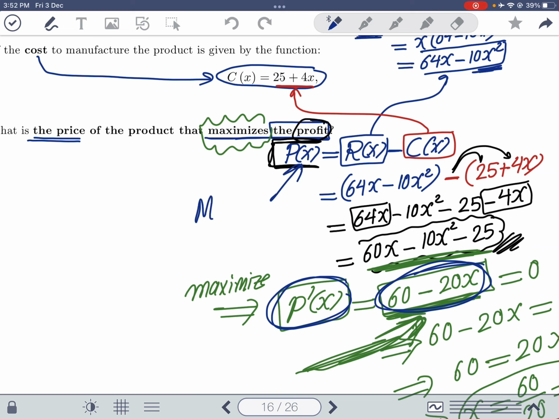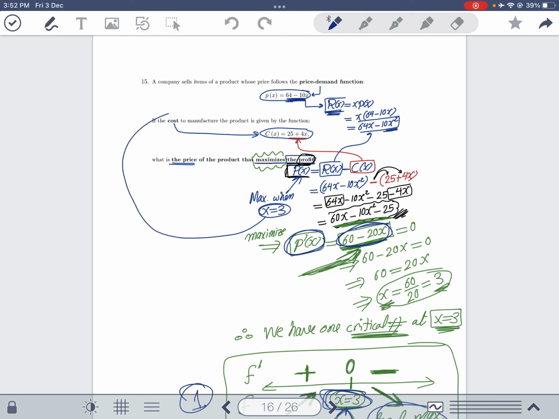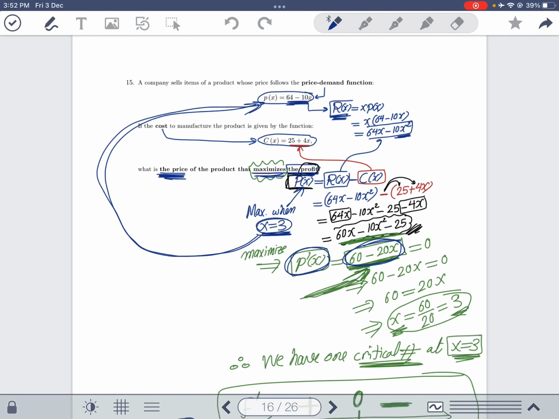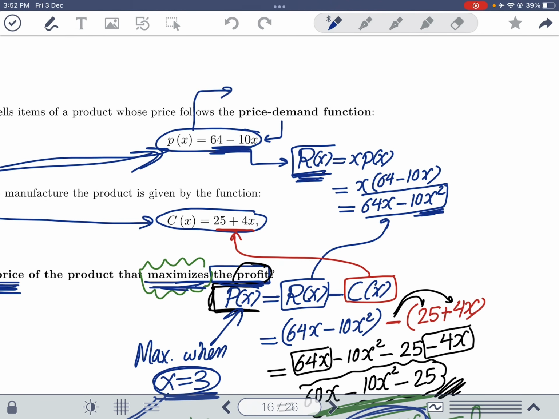It becomes maximum when x, the quantity, equals 3. So put 3 back for the price, because they're asking you the price that will maximize the profit. So x equals 3 is the quantity that maximizes the profit. So let's put it back in the price equation and know how much the price should be to maximize the profit. So you'll say P of 3 equals 64 minus 10 times 3, which is 64 minus 30, which is 34.